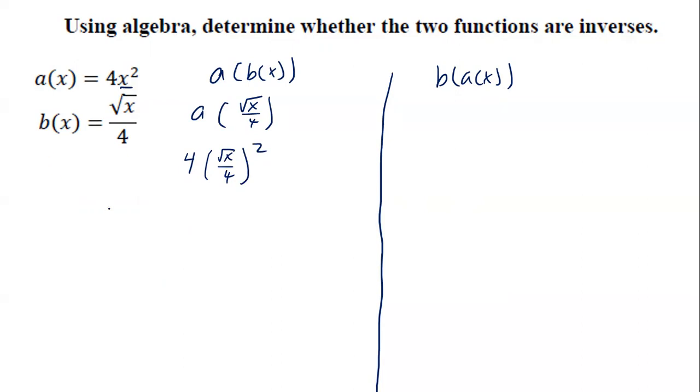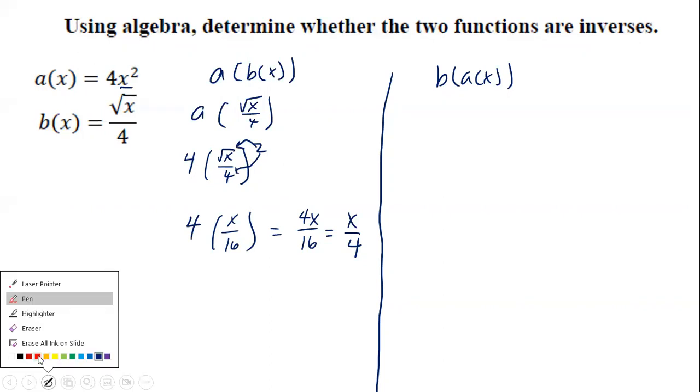Okay, so notice here how when you square a square root, it's going to set it free. So we end up with 4, and we square the square root, which gives us x. Squaring 4 makes it 16, and we're left with 4x over 16, which equals x over 4. Okay, now we're going to do it on this side and see what happens.